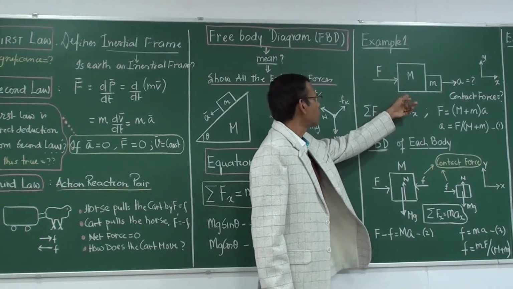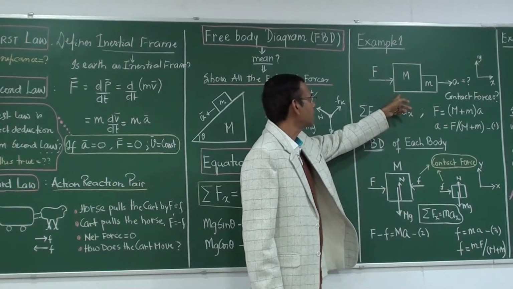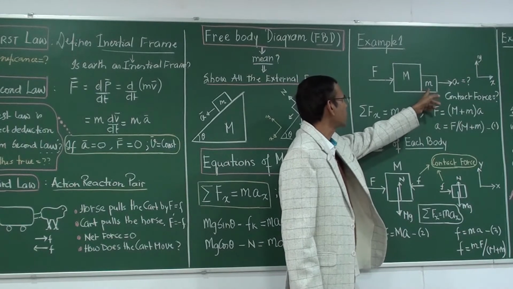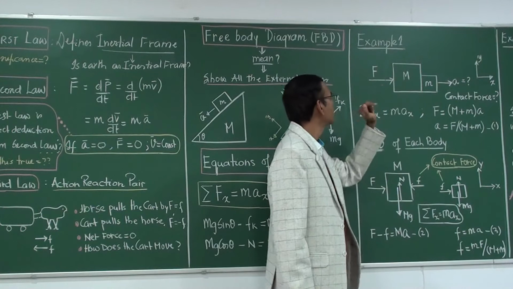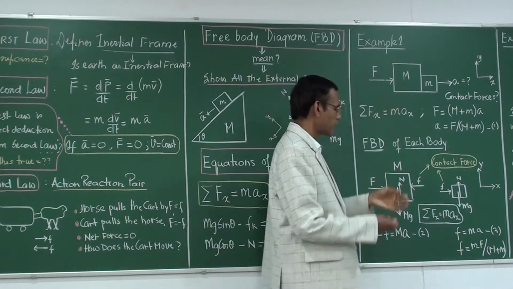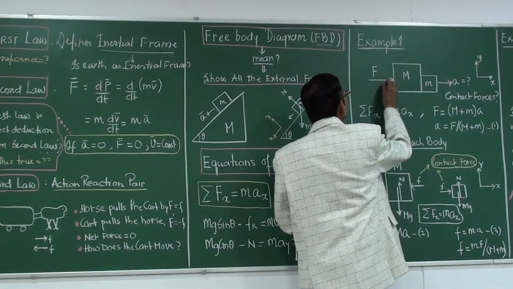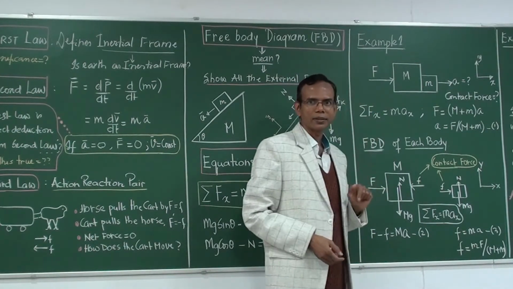There is a larger block of mass M, and on the side, just touching this block, another small block of small mass m. A force F is applied here. What will be the acceleration?